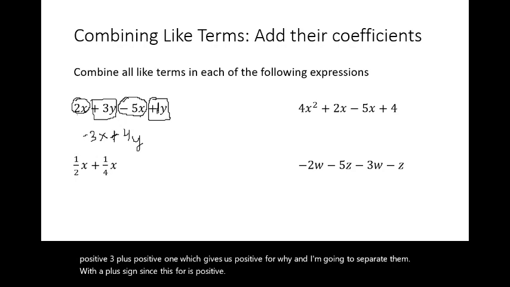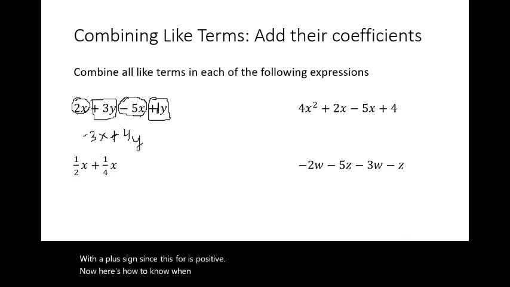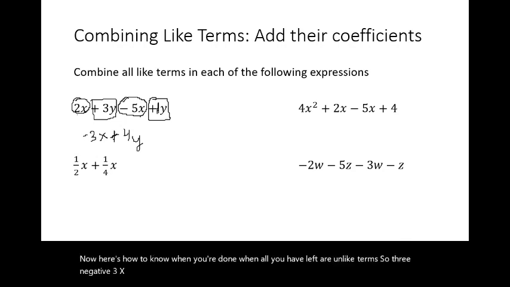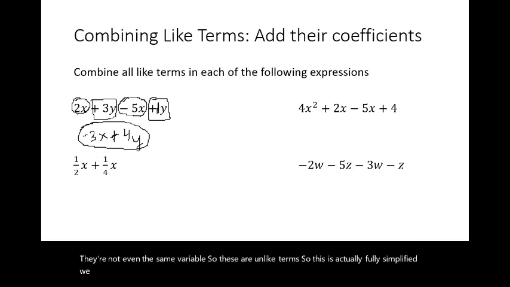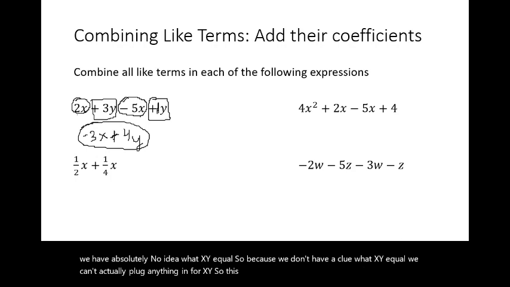Now, here's how to know when you're done. You're done when all you have left are unlike terms. So negative 3x and 4y, they're not even the same variable, so these are unlike terms. So this is actually fully simplified. We have absolutely no idea what x and y equal. Because we don't have a clue what x and y equal, we can't actually plug anything in for x and y. So this is as much as we can do to simplify this.